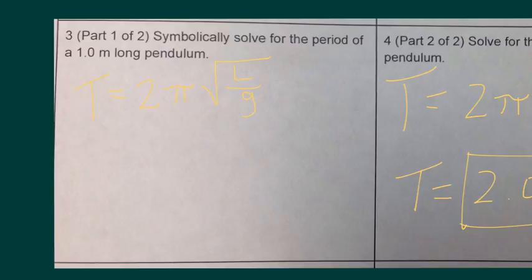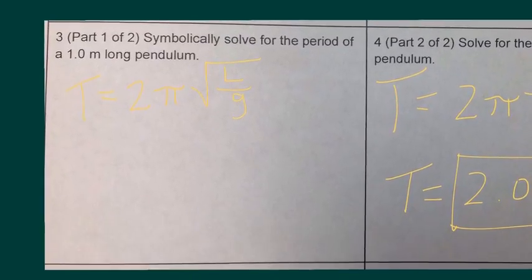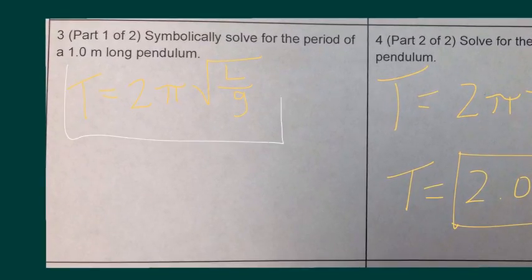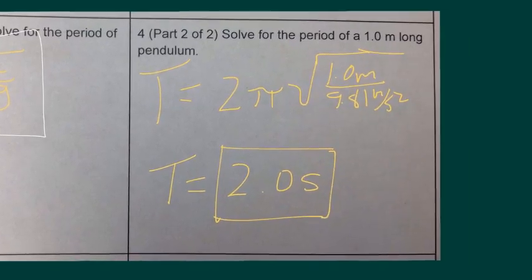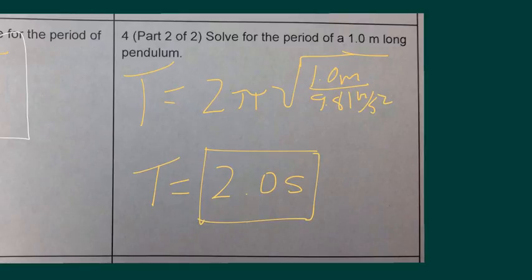Okay, so right here in number 3, you'll see that it wants you to symbolically solve for the period of a 1 meter length pendulum. So to solve for the period, this is the equation right here: period is equal to 2 pi times the square root of L divided by g. Then you will move over to here, and you should see we plugged in the numbers of 1.0 and solved it all out, and you get the period is 2.0 seconds.